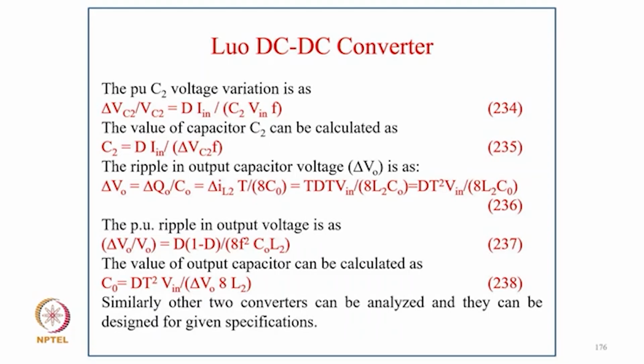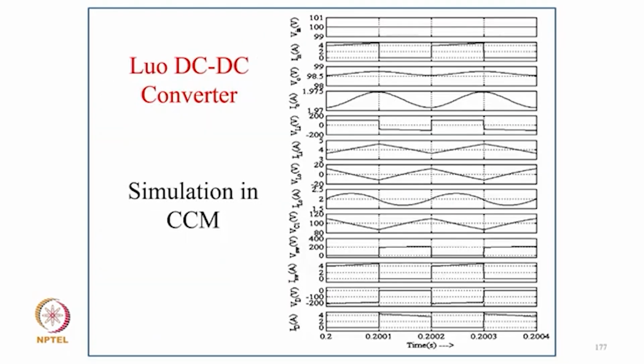And the ripple in the output capacitor can be delta V0 equal to delta Q0 by C0, delta IL2 T upon 8 C0, that is dT Vin T divided by 8 L2 C0, or dt square Vin divided by 8 L2 C0. The per unit voltage is delta V0 by V0, d (1 minus d) divided by 8 F square C0 L2, and the value of output capacitor can be calculated as C0 equal to dt square Vin divided by delta V0 8 L2. So similarly, the other two converters can be analyzed and they can be designed for a given specification.